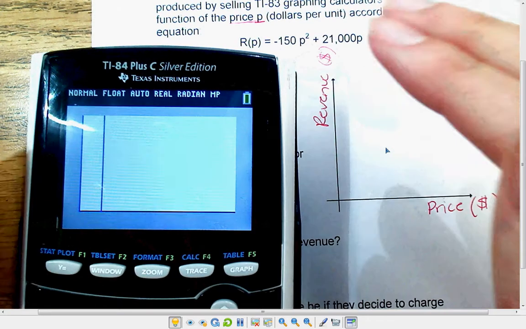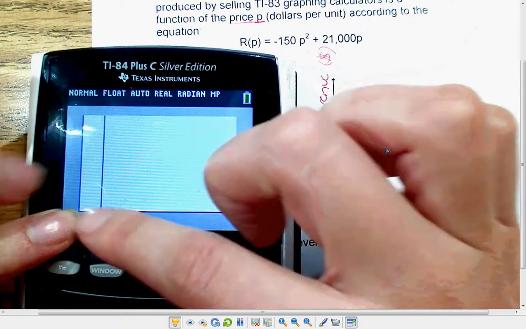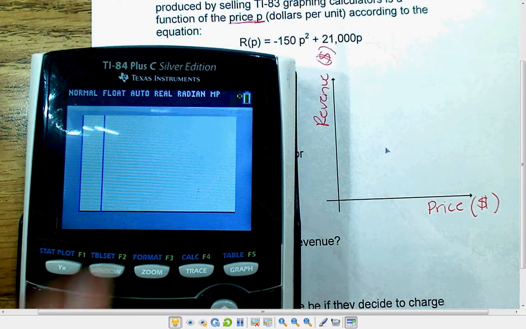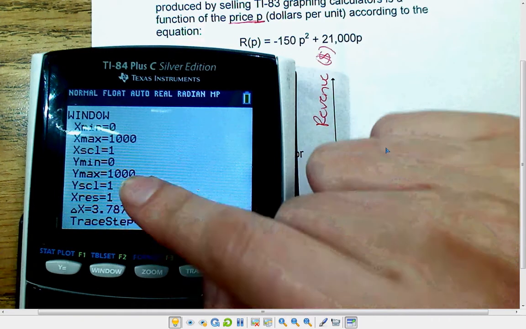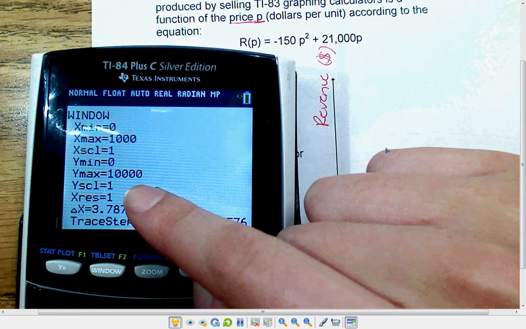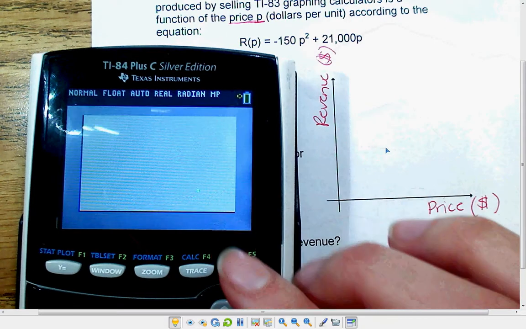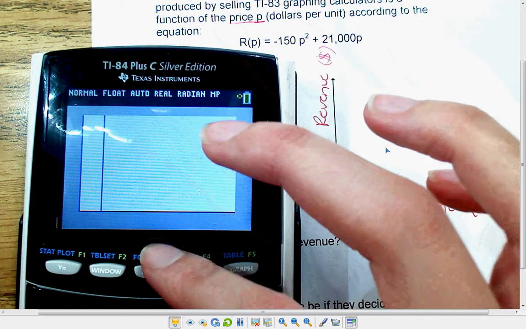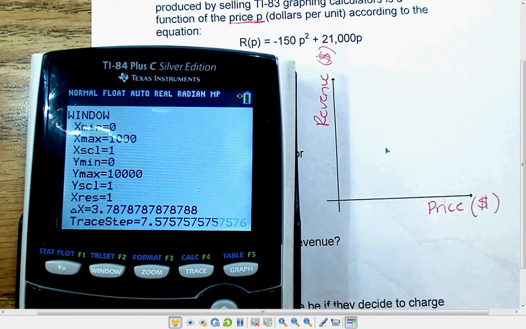So I don't need to go any bigger on my x-axis. I do need to increase my y's because I still don't see the maximum here. So now I'm leaving my x-axis alone. I'm going to only increase my y. So go to window again. This time we're making y max 10,000. So add another 0. Again, we're not changing our x this time because our x is big enough. Go back to graph. We still can't see the maximum of our function. So go back to window again. We're going to increase our y max by another 0.